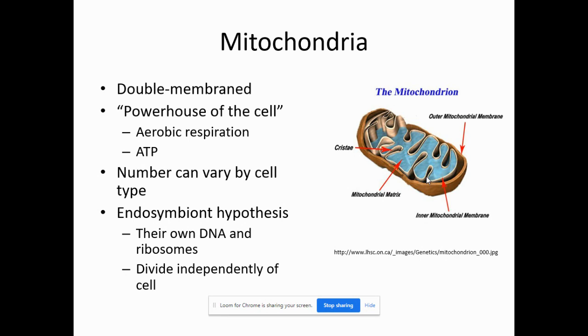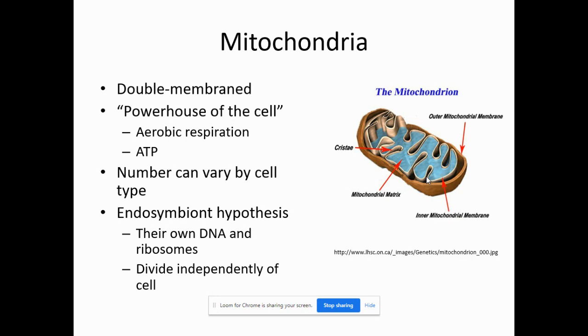All right, the number of mitochondria can vary per cell type. Those cells that need a lot of oxygen, that need a lot of energy, are going to have more mitochondria. A good example of this are your muscle cells. Your muscle cells have a large number of mitochondria because they use up a lot of energy. They use up a lot of ATP.